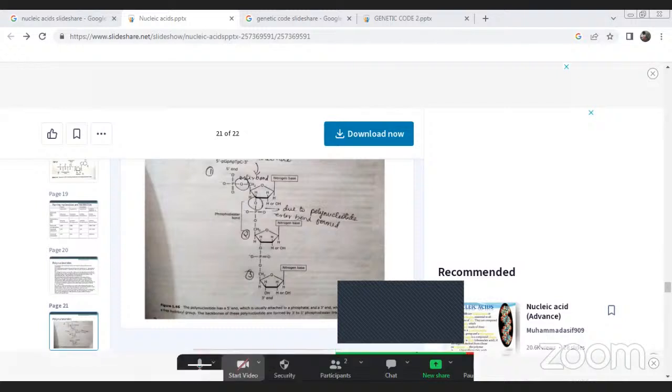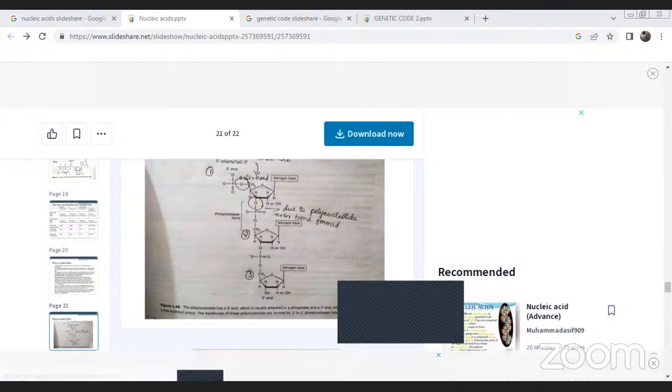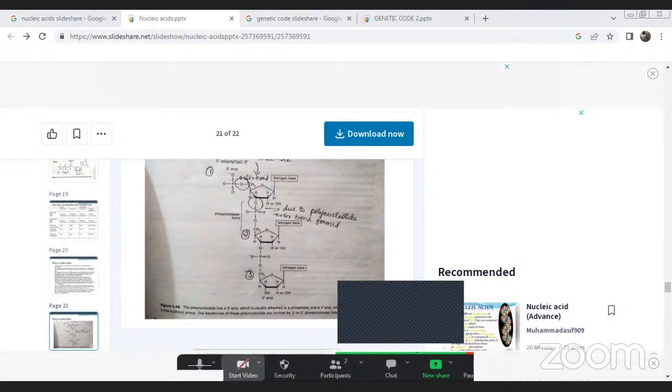The DNA molecules with high GC content are more resistant to heat than A plus T rich molecules. Heat denatures DNA, and the complementary strands separate from each other due to the breaking of their hydrogen bonds.